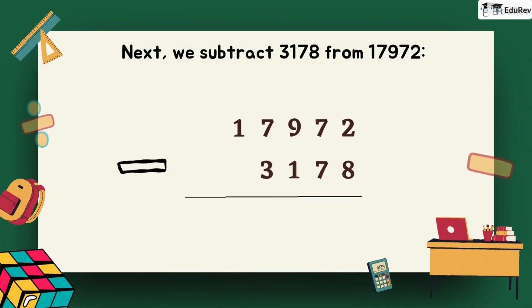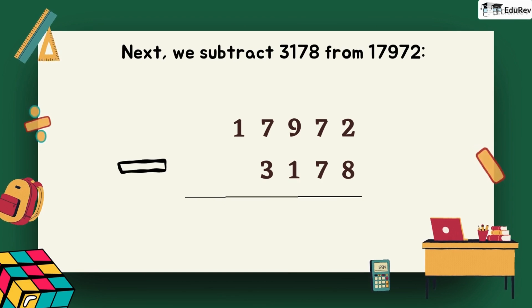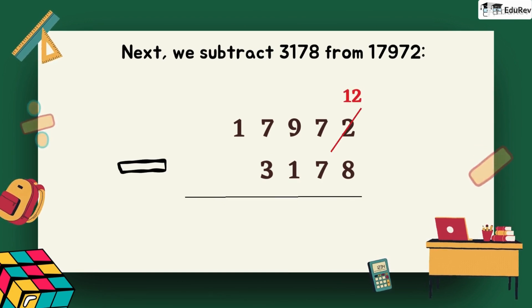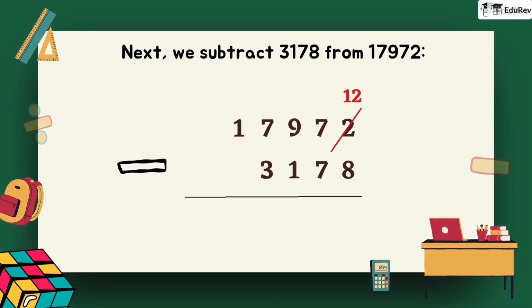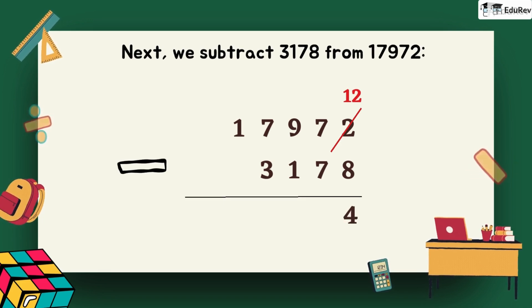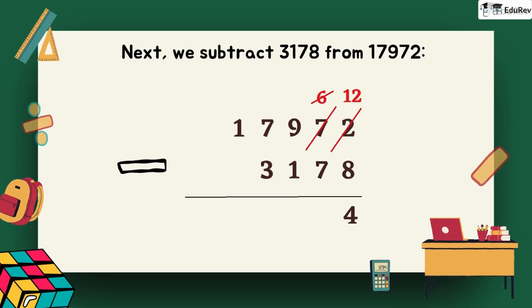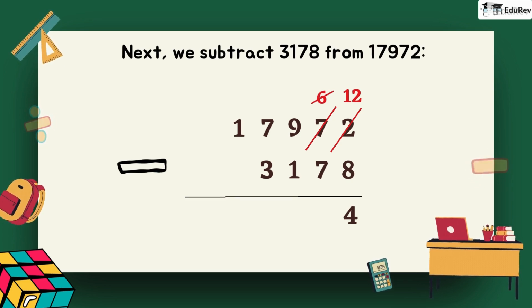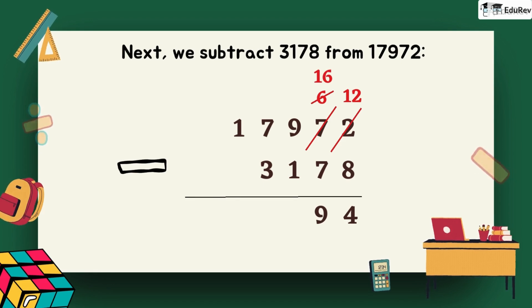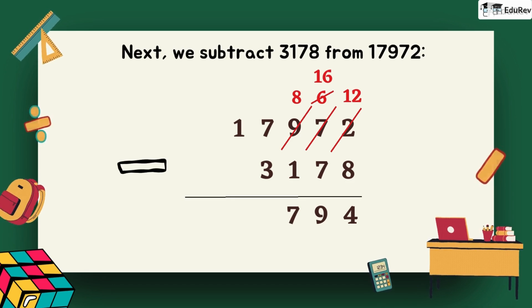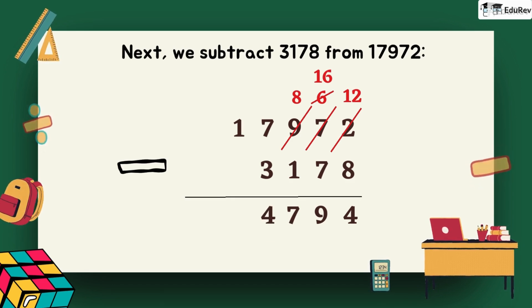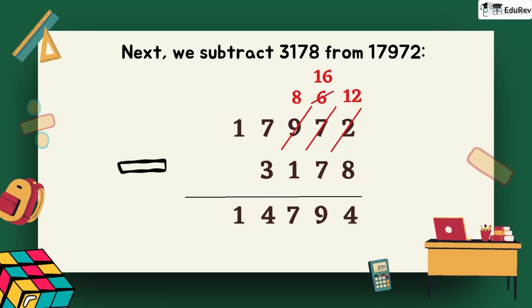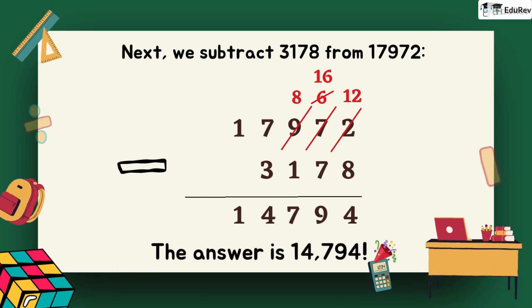Next, we subtract 3,178 from 17972, starting from ones place. 2 becomes 12 as it borrows 1 from 7. And 12 minus 8 is 4. Now, 7 becomes 6 and 6 is less than 7, so it borrows 1 from 9 and becomes 16. 9 becomes 8 as it borrowed 1 and 8 minus 1 is 7. 7 minus 3 is 4. 1 minus 0 is 1 only. So, the answer becomes 14794.